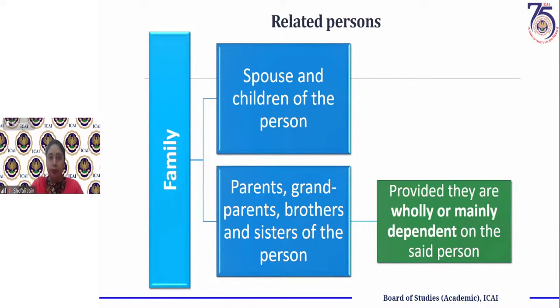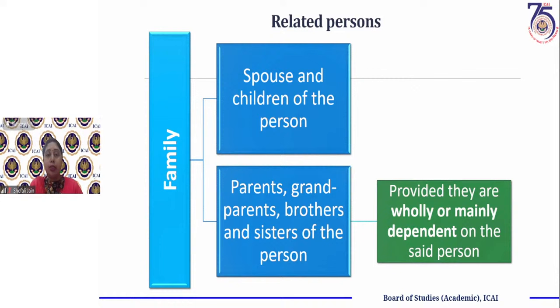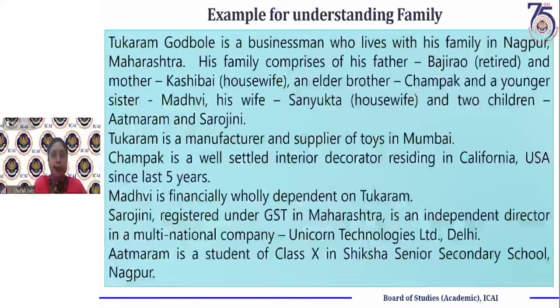They are anyhow considered related to him. So if Mr. A is there, then Mr. A's spouse as well as his children will be related persons, or family, for him, even if they are not dependent on him. But his parents, grandparents, and brothers and sisters shall be considered his family only when they are wholly or mainly dependent on him. Let us take an example for understanding this.